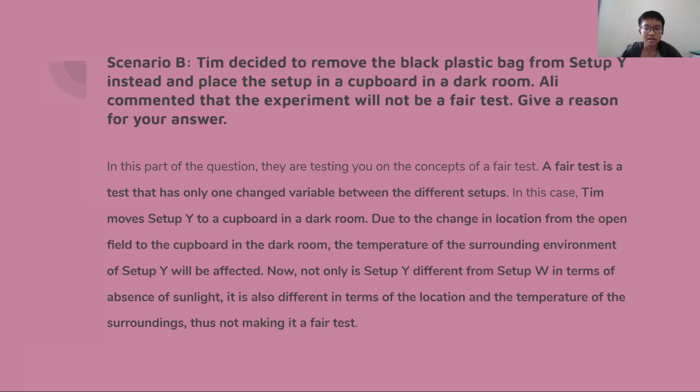In this case, Tim moves setup Y to a cupboard in the dark room. Due to the change in location from the open field to the cupboard in the dark room, the temperature of the surrounding environment of setup Y will be affected. Now, not only is setup Y different from setup W in terms of absence of sunlight, it is also different in terms of the location and the temperature of the surroundings, thus not making a fair test. As we said before, a fair test is a test that has only one changed variable between two or more different setups. Alright?